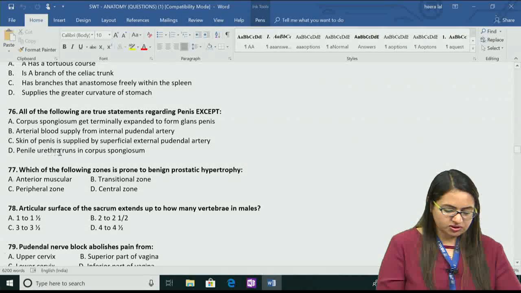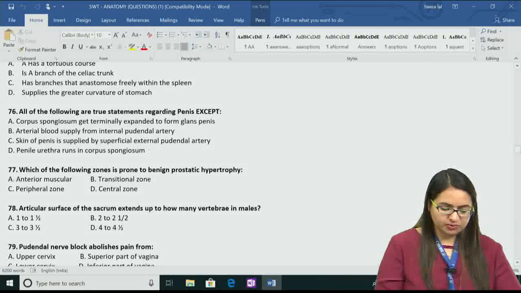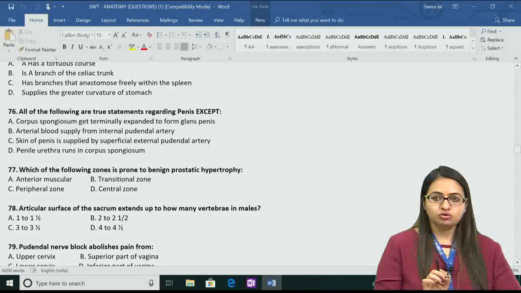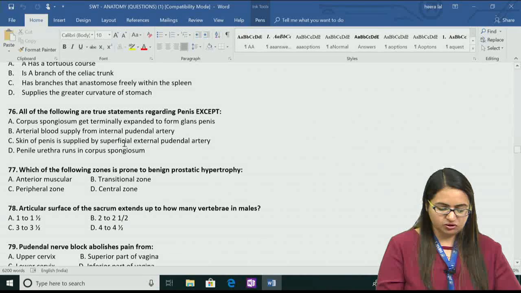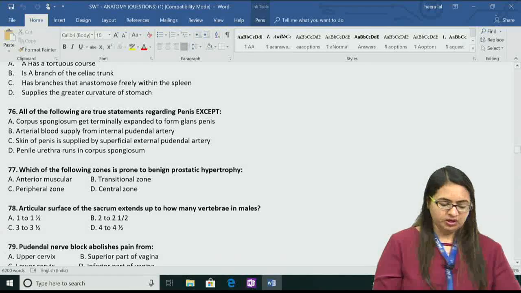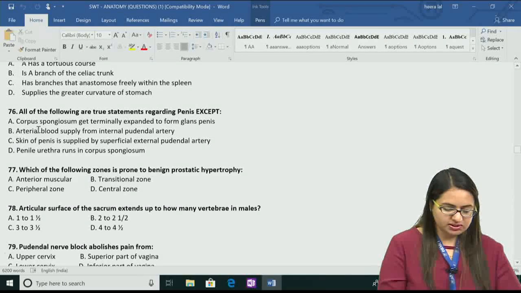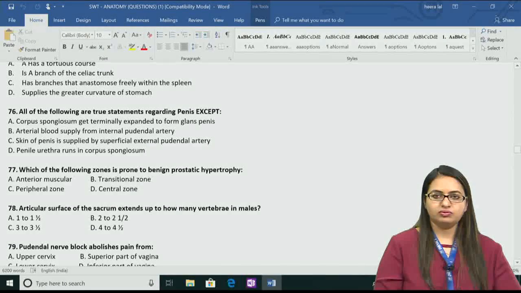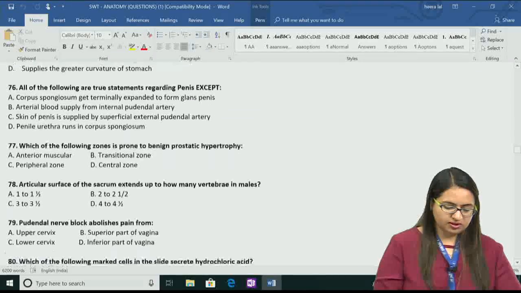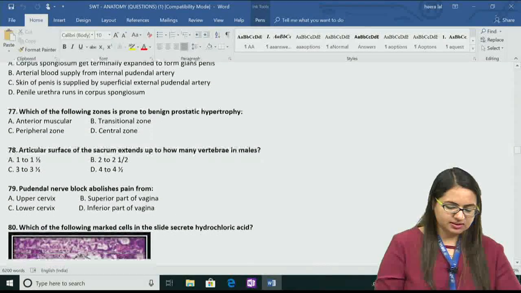And also the D option is also correct, that the penile urethra runs in corpus spongiosum. Now for the C option, the skin of the root of the penis is actually supplied by the superficial external pudendal artery. So therefore, if we go for the best answer, it will be C, because it is supplying the skin around the root. So the answer for question number 76 is C.